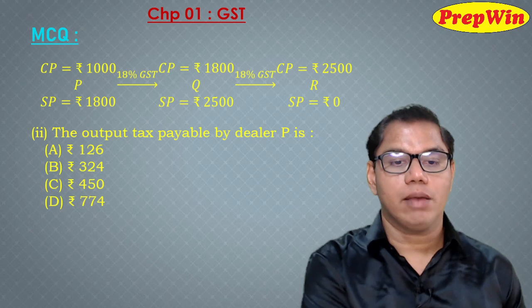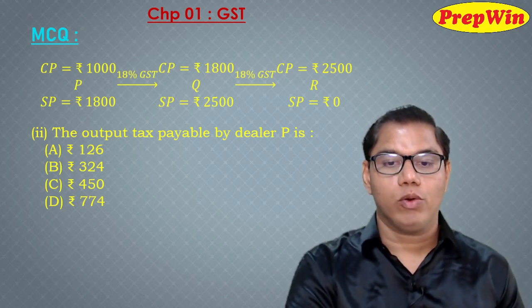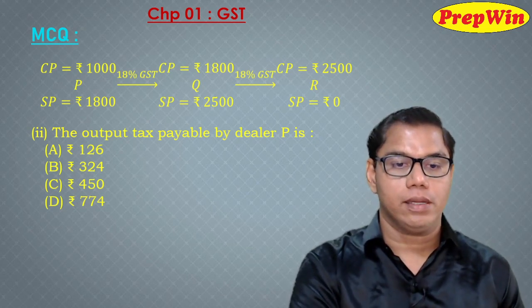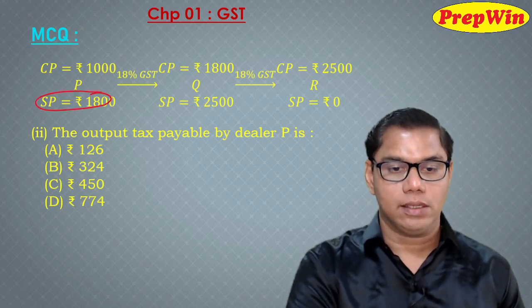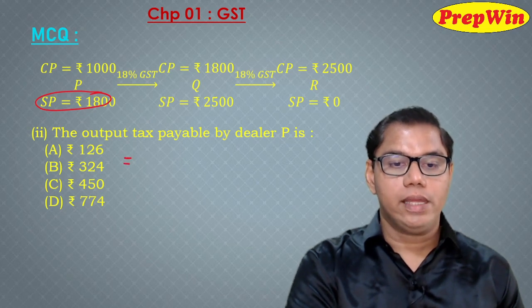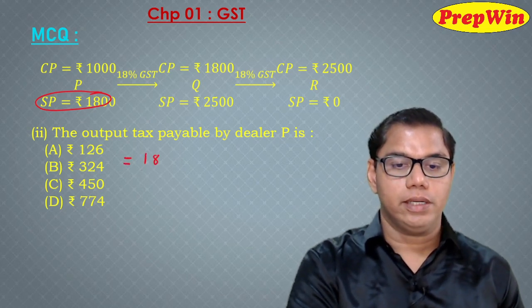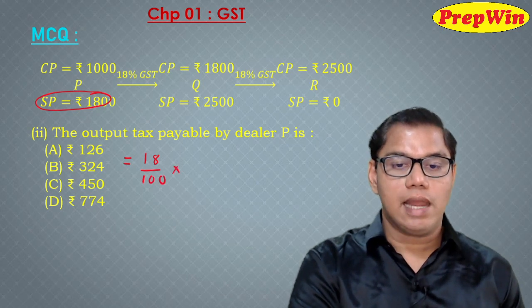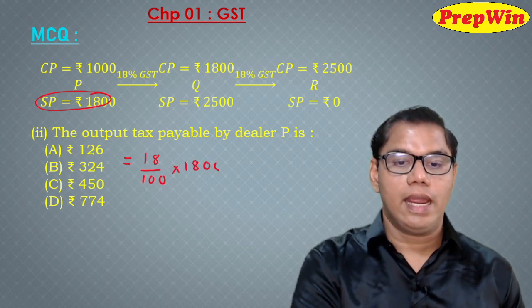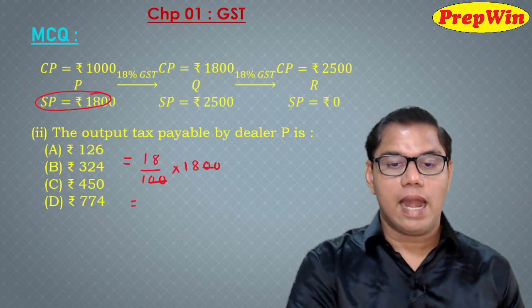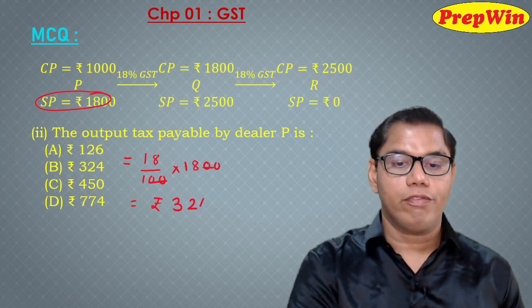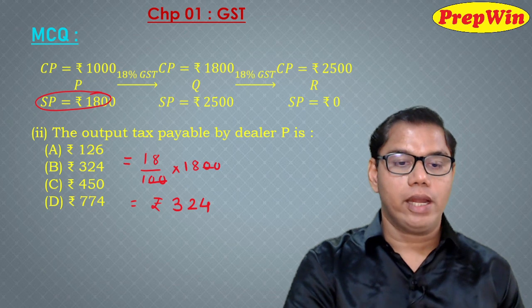Moving towards the next sub question, we have to calculate the output tax payable by dealer P. So output tax is calculated on the selling price. So output tax will be equal to 18% on the selling price, which is 1800. So 0 cut and 0 cut. So that brings my answer to be rupees 324. So now my correct option is option B.